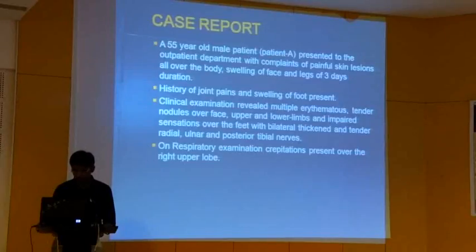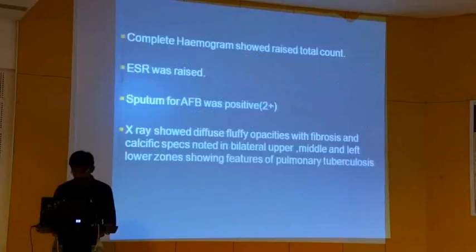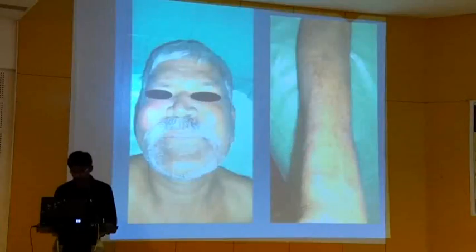On respiratory system examination, crepitations were present over the right upper lobe. Complete hemogram showed raised total count. ESR was normal. Sputum for AFB was positive, that is 2+. X-rays showed diffuse fluffy opacities with fibrosis and calcific specks noted in bilateral upper, middle, and left lower zones, showing features of pulmonary tuberculosis. This is a clinical picture of the patient.